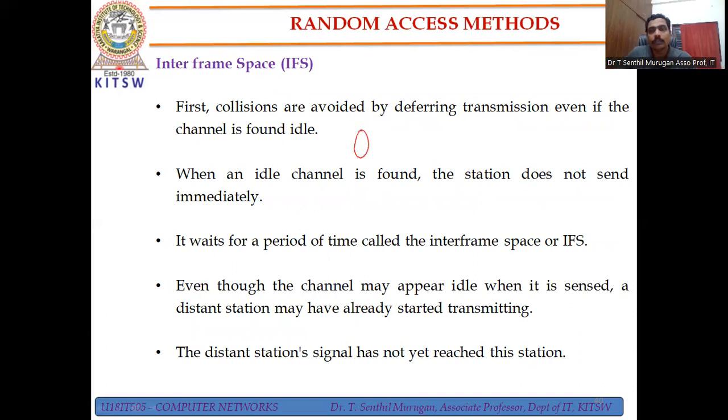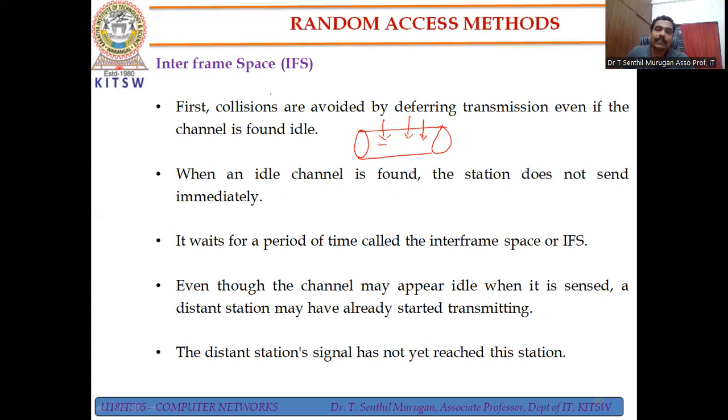Okay, so the channel is there, and systems are connected. Even when a collision may occur, if the channel is free, that is idle, then all the stations try to send the data. So then a collision may occur. When an idle channel is found, the station does not send immediately.